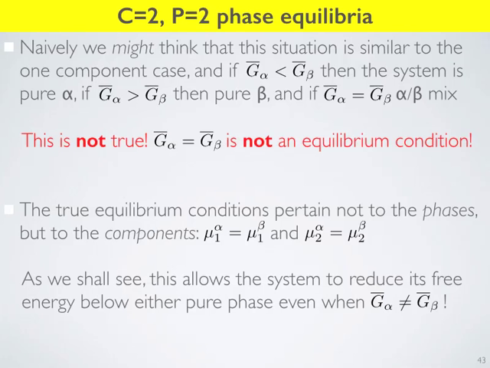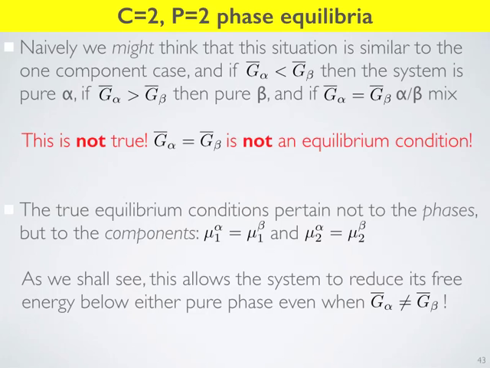So why is that not true? Because equality of the per mole Gibbs free energies of these phases is not the criterion for equilibrium. The criterion for equilibrium is equality of chemical potentials of each component between the phases. So these conditions are the equilibrium conditions, not this. It's a subtle point the first time you see it, because you think naively, if you were to just extend from one component to two, this should hold. That's not true. These are the conditions we need to satisfy.